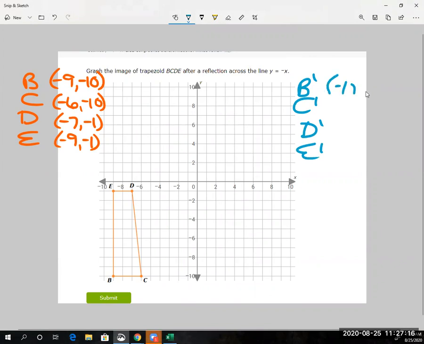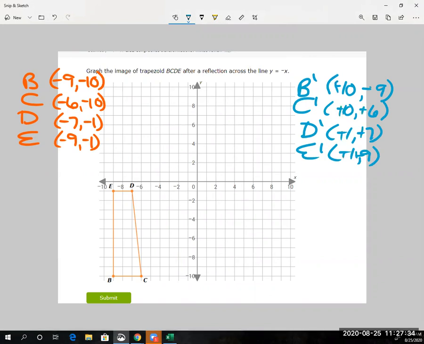So switch them. I got negative 10, negative 9, negative 10, negative 6, negative 1, negative 7, negative 1, negative, oh, I forgot my negative 9. Now I'm going to negate them. I'm really lucky that all these were negative, so that just means all of them are going to be positive now. Okay, so let's do that and that.